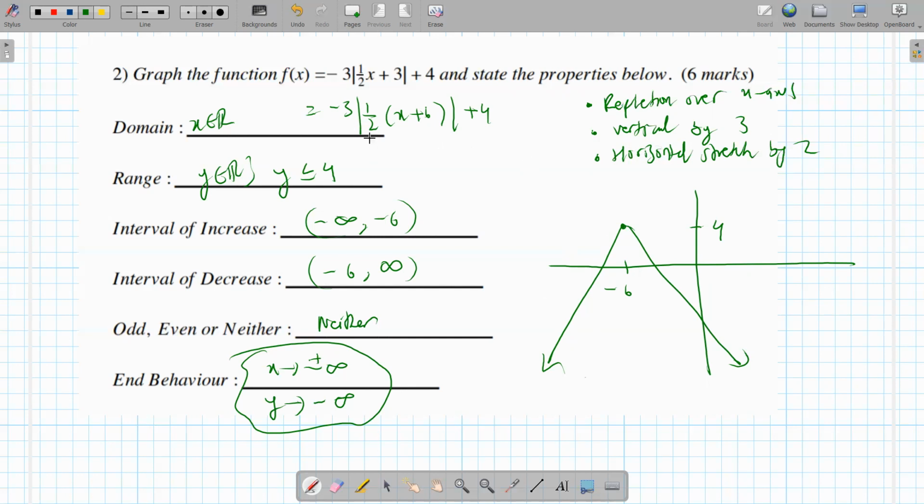x plus 6, what does that do? That's the horizontal translation. So does it go left or right? Left. Yeah, so left by 6. What about the plus 4? That's a vertical translation. So up 4 units. There we go, and you're done.